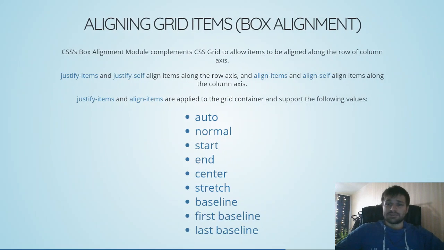Aligning grid items. Box alignment. The CSS box alignment model complements CSS grid to allow items to be aligned along the row or column axis. justify-items and justify-self align items along the row axis. justify-items and align-items are applied to the grid container and support the following values: auto, normal, start, and others.